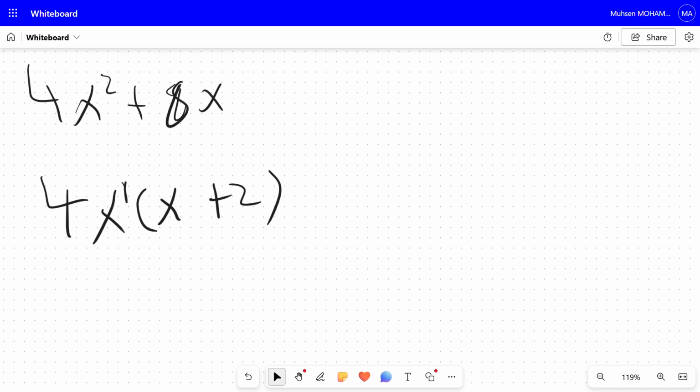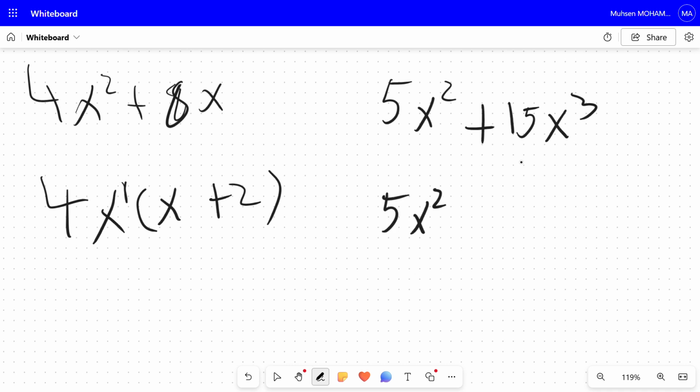So for example, if I had 5x to the power of 2 plus 15x to the power of 3, here the greatest common factor would have to be 5x to the power of 2, because both numbers can be divided by that number. So here I would put 5x to the power of 2, and then open up a parentheses, and because nothing is left from the first one, I'll just put a 1, and then divide the 15x to the power of 3 by 5x to the power of 2, which would just be 3x.